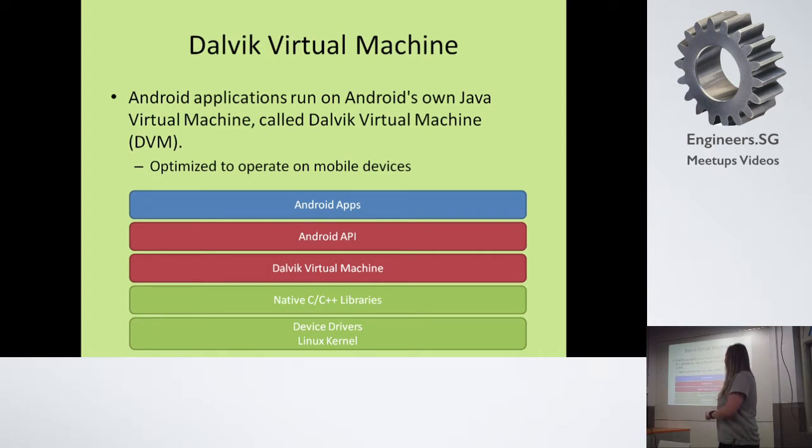Android applications run on Android's own Java virtual machine. A Java virtual machine provides a level of abstraction where you can run applications on any sort of environment. The good thing about Java is you can run it on any operating system, whether Linux, iOS, or Windows. Providing this software abstraction layer allows you to develop Java applications that run in this environment instead of natively on your local Android operating system, if that makes sense. The Dalvik virtual machine is optimized to operate on mobile devices.